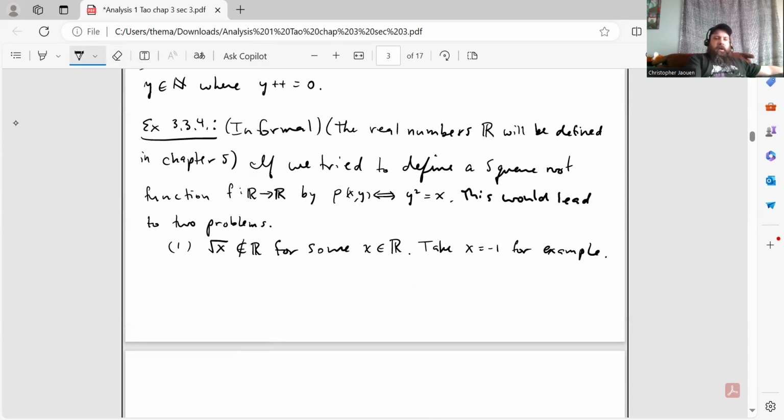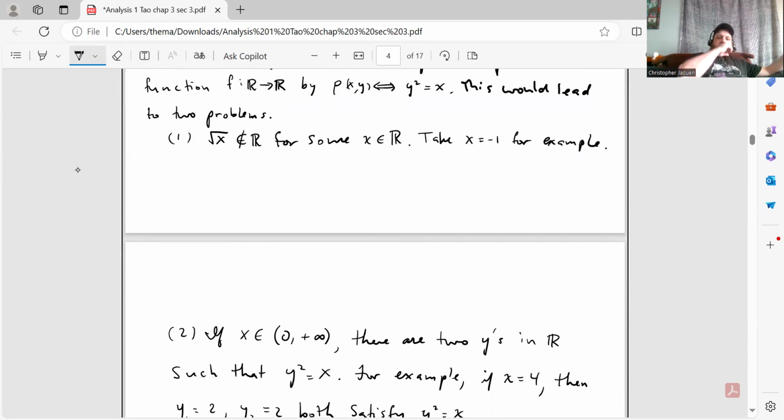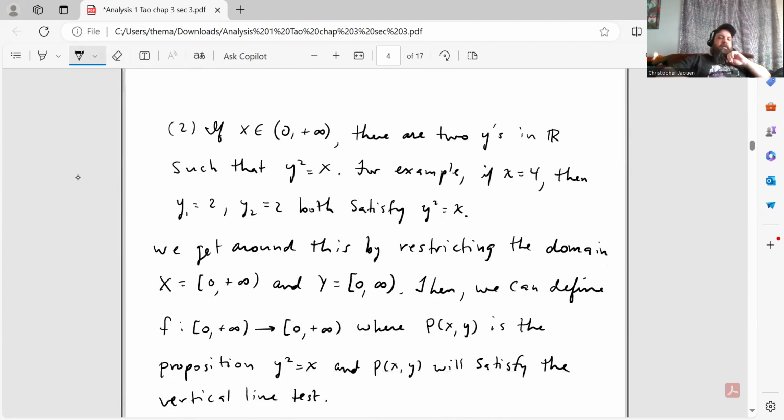Okay, so the two problems I have listed here. Problem number 1, the square root of x is not a real number for some x in R. For example, if you take x equals -1, the square root of -1 is not a real number. And problem number 2, if x is in the positive real numbers, then there are two y's in R such that y squared equals x. For example, if x is 4, then y1 is 2 and y2 is -2, and both satisfy the proposition y squared equals x.